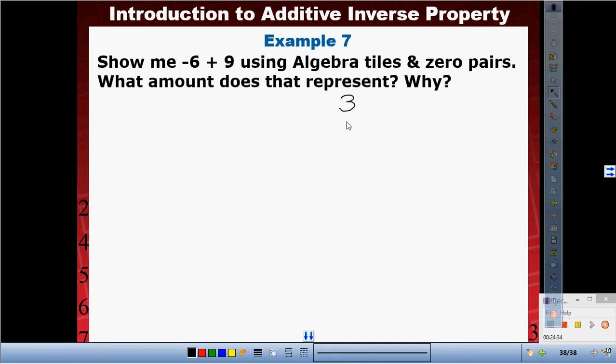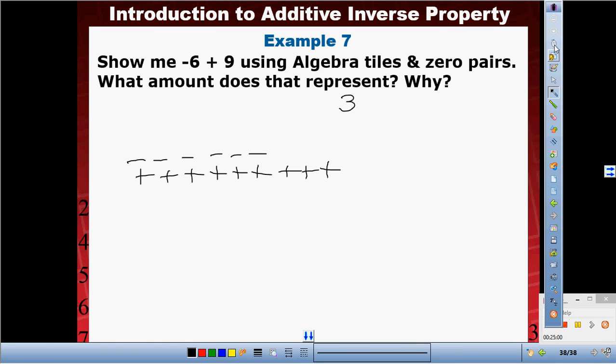It represents 3, okay. Why? 6 negatives take away 6 positives. They cancel. That makes a 0 pair, and it leaves us with what? 3 positives. Does that make sense? Yeah, and representation will be 1, 2, 3, 4, 5, 6. 1, 2, 3, 4, 5, 6. 7, 8, 9. Hold on. Let me finish this up.